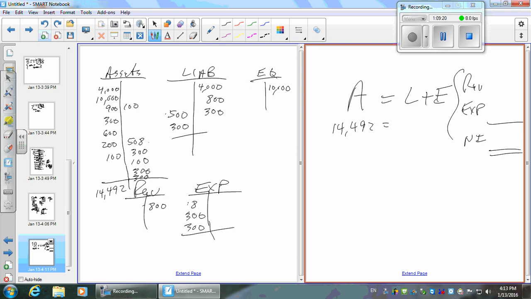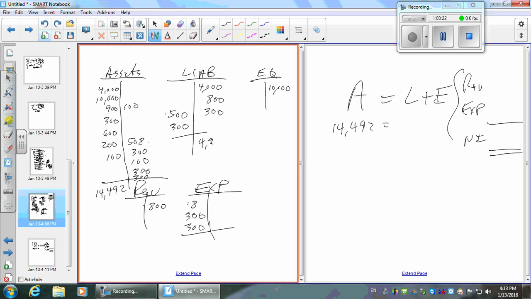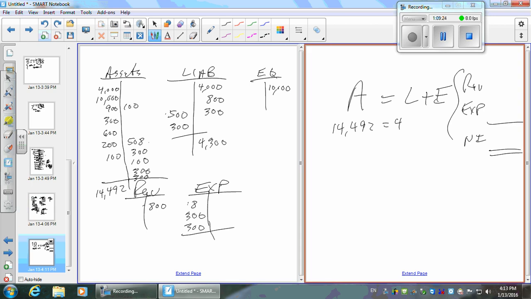What are my liabilities? 4,300. Does anybody know what equity is based on that? Oh, see, this is kind of handy, isn't it? Couldn't you take 14,492 less 4,300 and get the equity? How much is it? 10,192. Let's prove ourselves right.